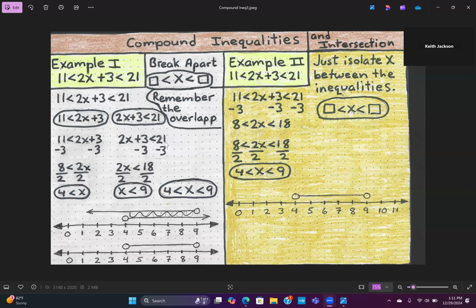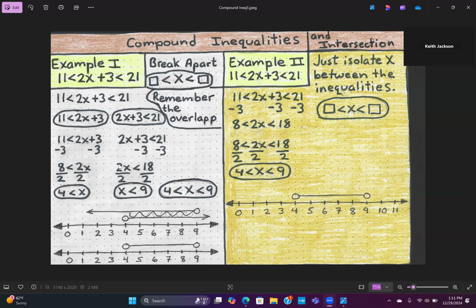Okay, so let's go to the next inequality, in which we have 2x plus 3 is less than 21. Again, we're just going to work with the number that is on the same side as the variable x right here. We want to get it all by itself, so we subtract 3 from both sides. Now we have 2x is less than 18, because 21 minus 3 gives us 18.